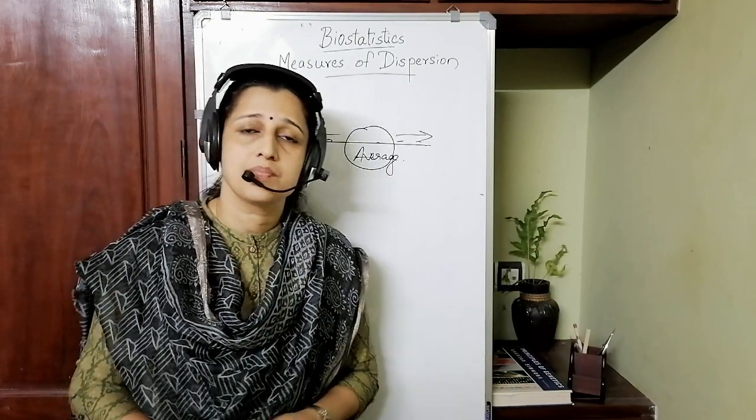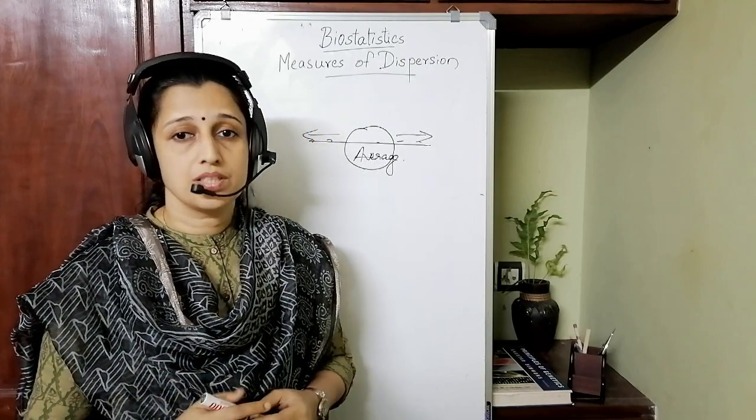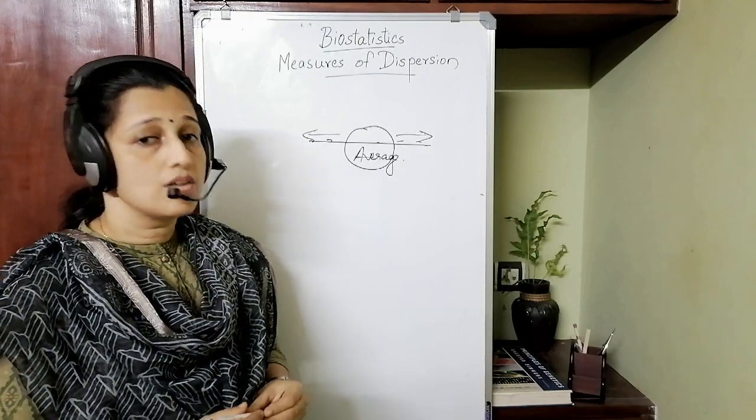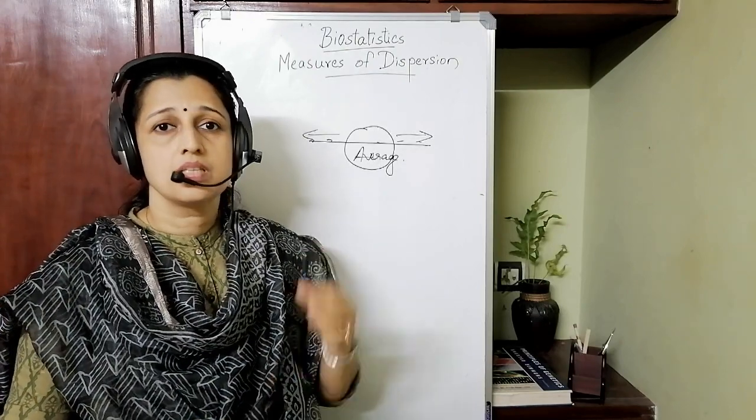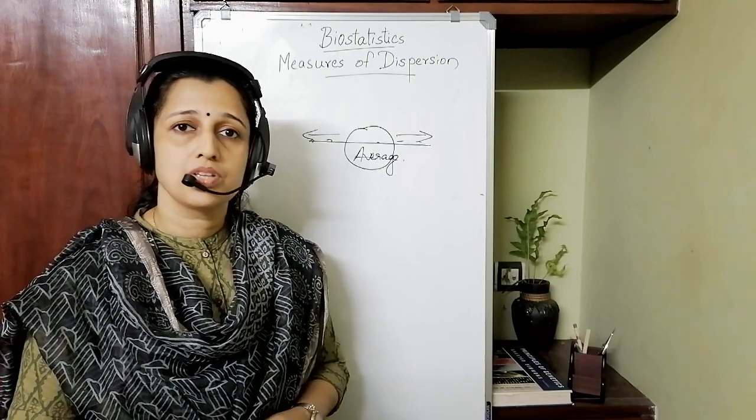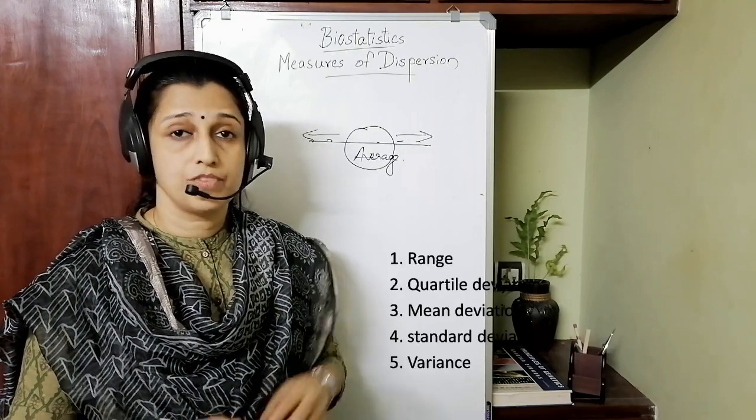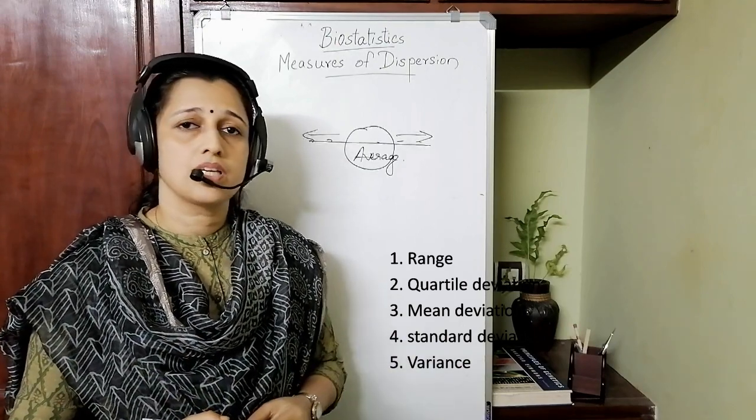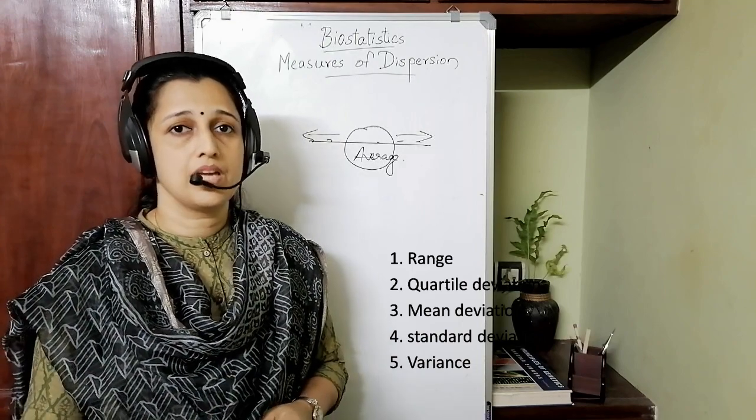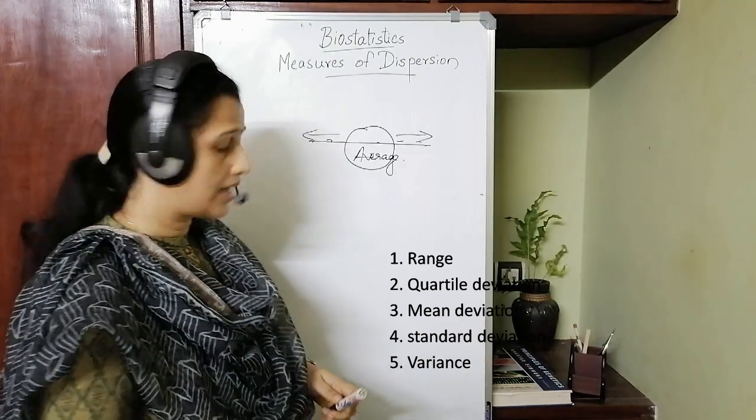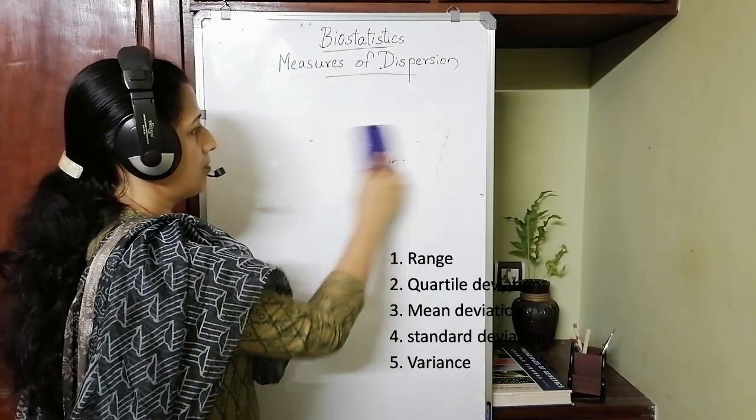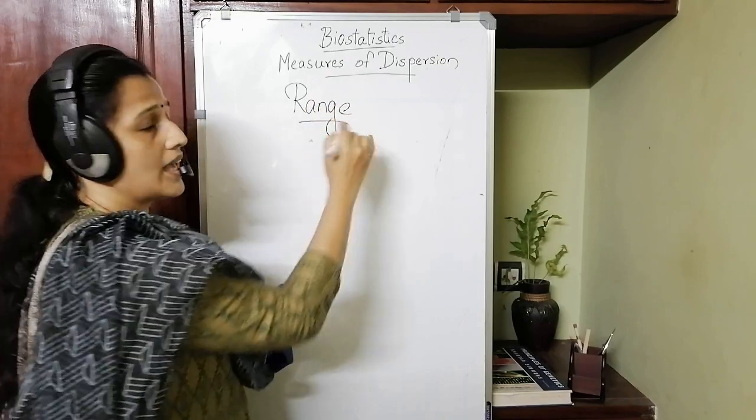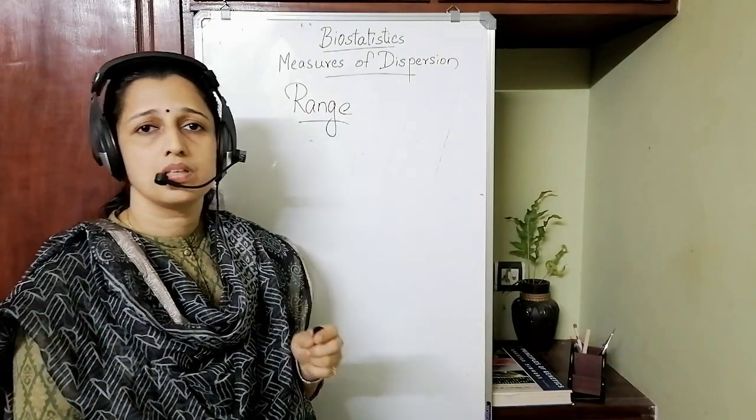Now let's see what the different types of measures of variation or measures of deviation are. The measures of deviation are of 5 types: range, quartile deviation, mean deviation, standard deviation and variance. In this tutorial, I'll be talking about range and mean deviation. Now let's see what range is. Range, as the name signifies, from the name itself you can tell what it is.